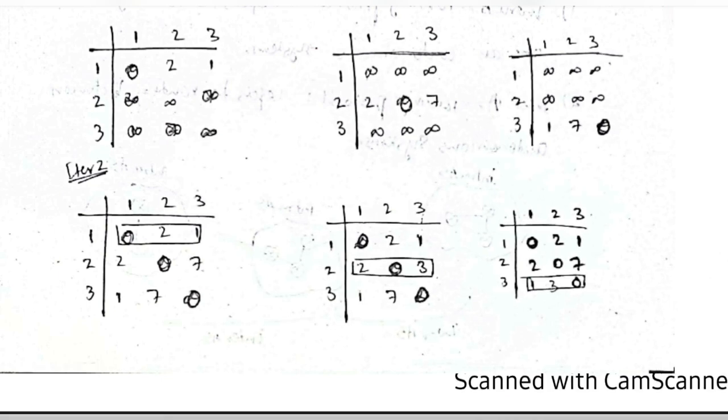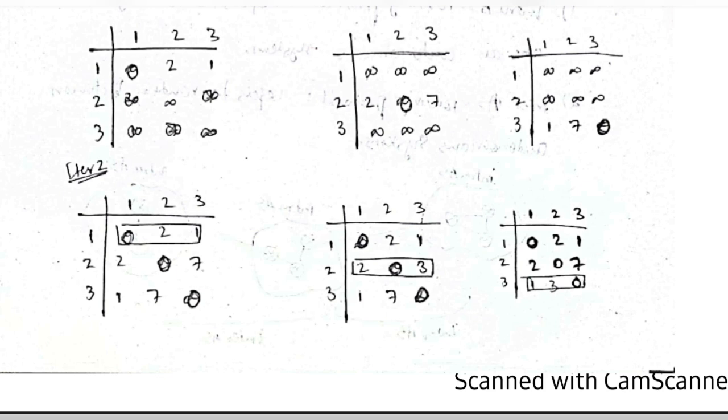Here you will not fill the first row because it's for the first table. Second table you will not fill the second row. Third table you will not fill the third row. What you will fill instead is the second and the third row. Here you will fill the first and third row, and here you will fill the first and second row.